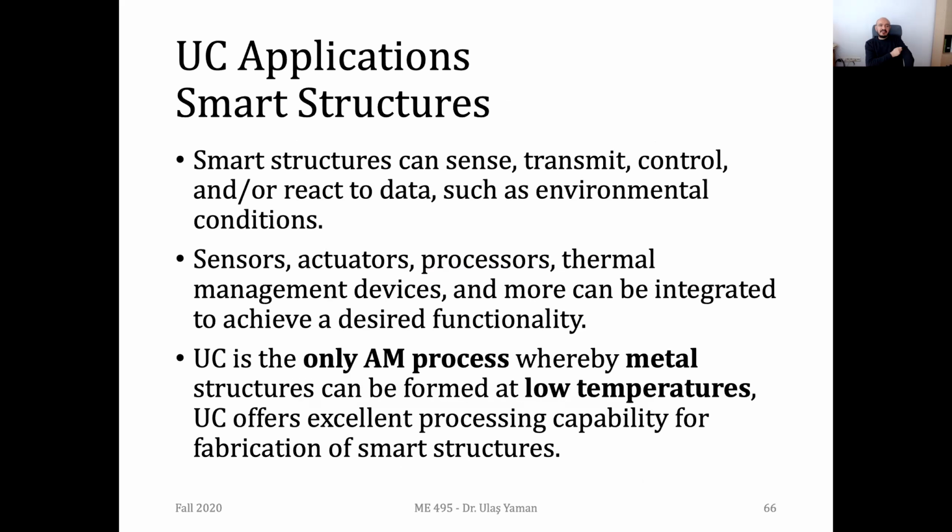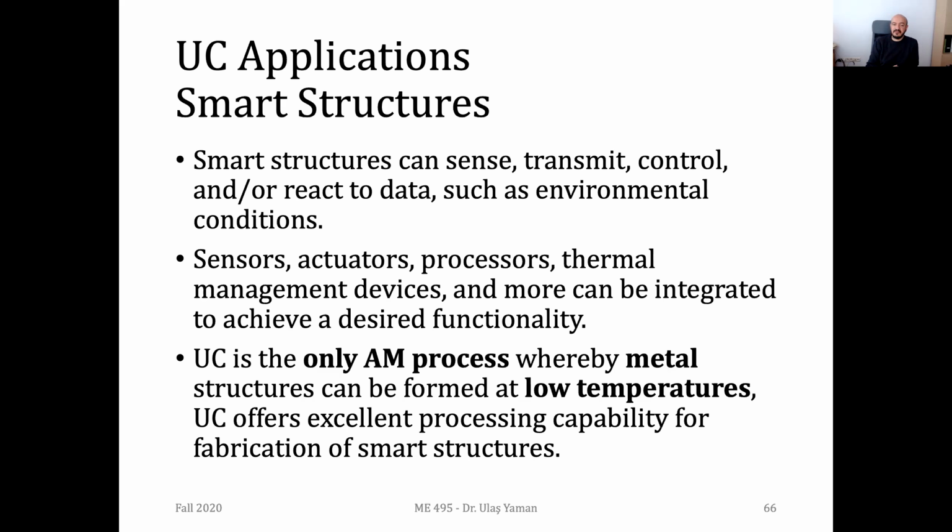And further, we said that while you are depositing these layers on top of each other, sometimes you may have smart structures in between. You may have some sensors, you may have actuators, wires, maybe even processors embedded into these foils of metals. And this is actually the only additive manufacturing process where you can produce metals at low temperatures.